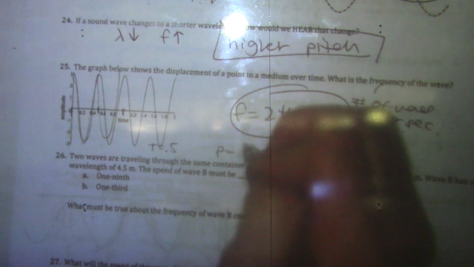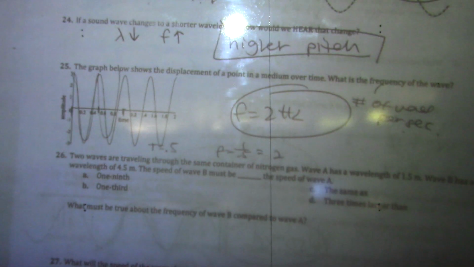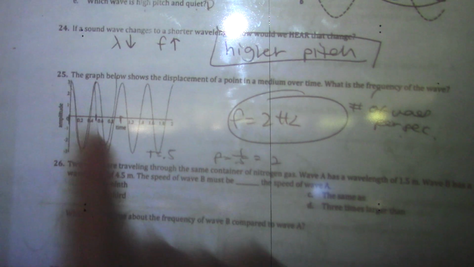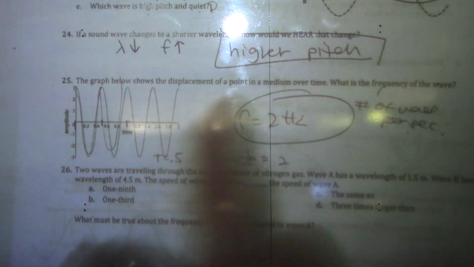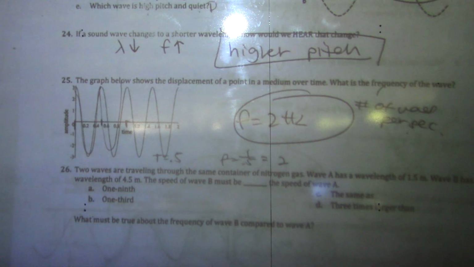The other way is to look and say, okay, my period is 0.5, and frequency is just 1 over the period, which is also 2. Some people did number of waves per second, so 1, 2, 3, 4 waves in 2 seconds. 4 over 2 gives me 2. So multiple ways of thinking through it.